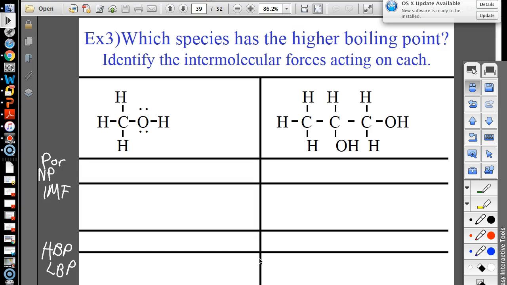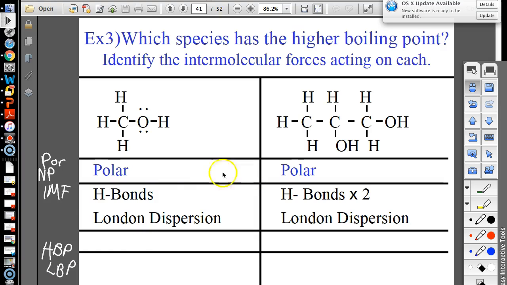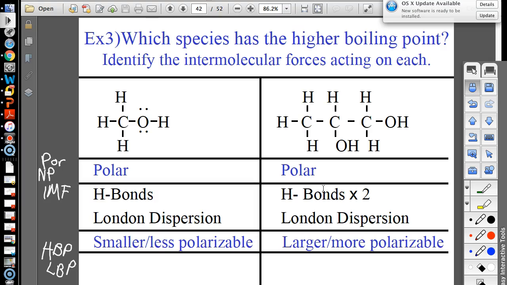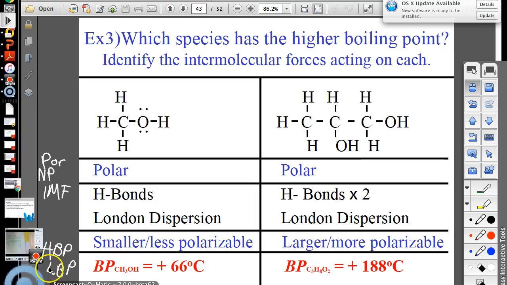Y'all got it? Oh, everybody's packing up. It's time to go. Okay, well, that's fair. Let's go through these real quick. They're both polar. This one has hydrogen bonds and London dispersion. This one actually hydrogen bonds in two places and has London dispersion forces, but the London dispersion forces are greater because it is more polarizable, because it has a larger number of electrons. And so the boiling point for this one is much greater. I wish I knew what that was. I'll figure it out.